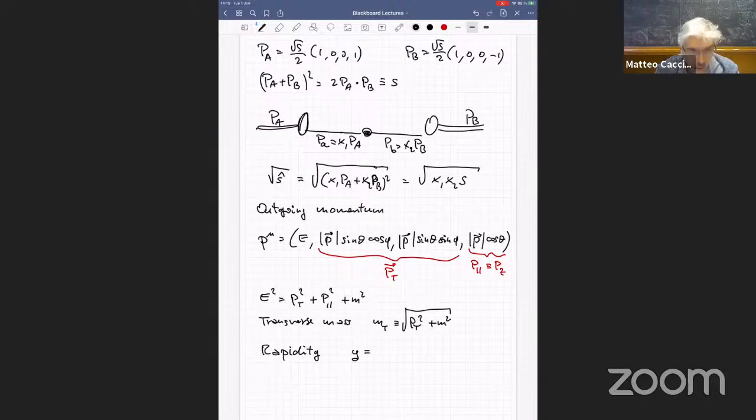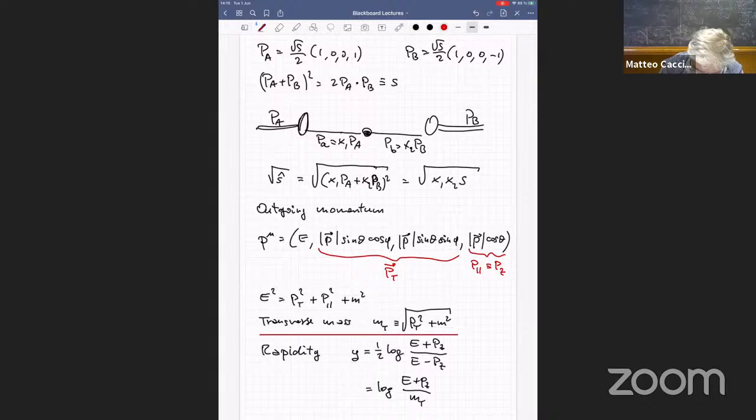It's defined as y equal 1/2 log of (E plus Pz) divided by (E minus Pz). And as a first exercise, I suggest that you try to show that this is also equal to log of (E plus Pz) divided by mt, without the 1/2. So this is the first exercise that you can try doing to familiarize yourself a little with these things. So, transverse mass and rapidity.